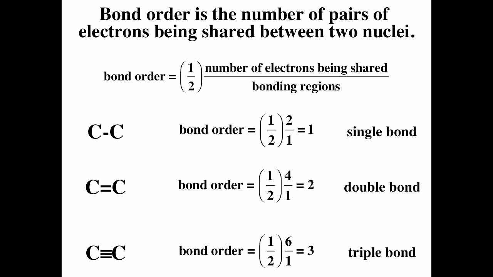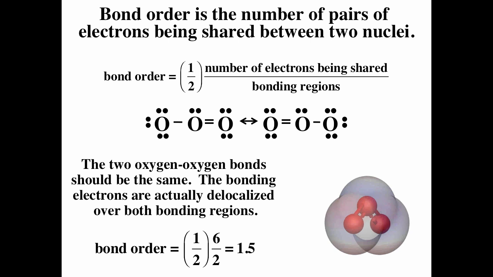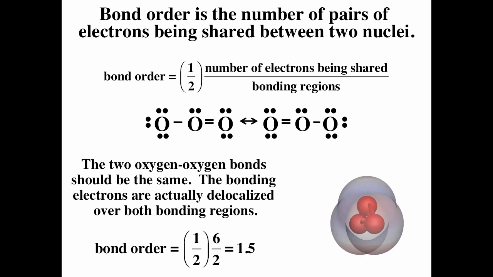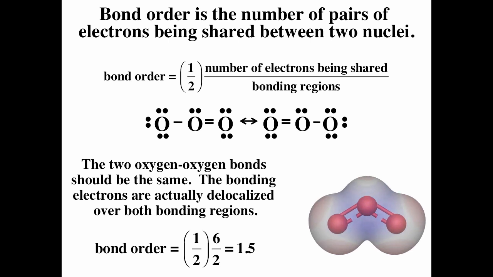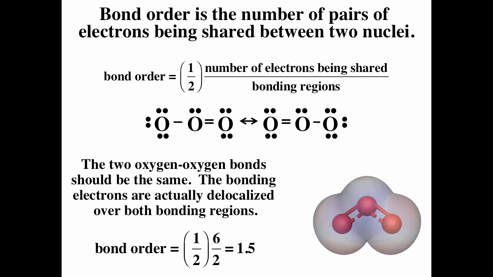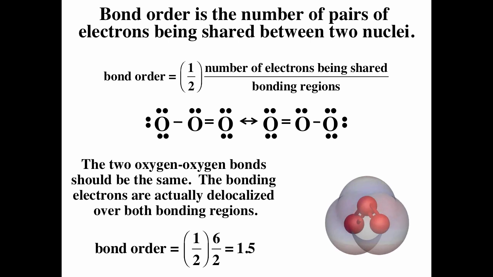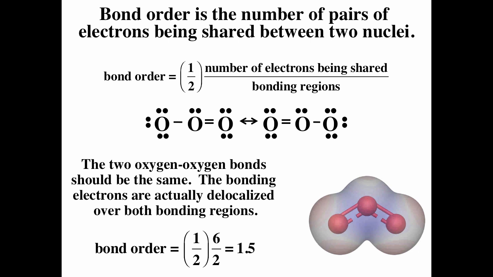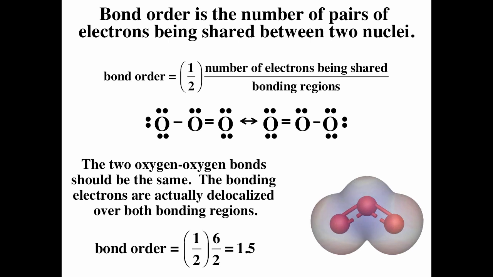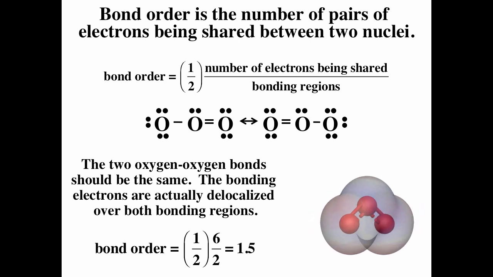But when I mentioned sometimes things are a little bit more complicated, here we can look at ozone. Notice that we have 3 oxygens, and the 2 bonds between the oxygens should be equivalent. There's no reason that they are different. You notice that you have a single line and then you have a dashed line. That corresponds to a total of 6 electrons being shared divided by 2 bond regions. To use our equation, we have 1/2 times 6 electrons over those 2 regions, so 6 divided by 2, and that gives us a bond order of 1.5.